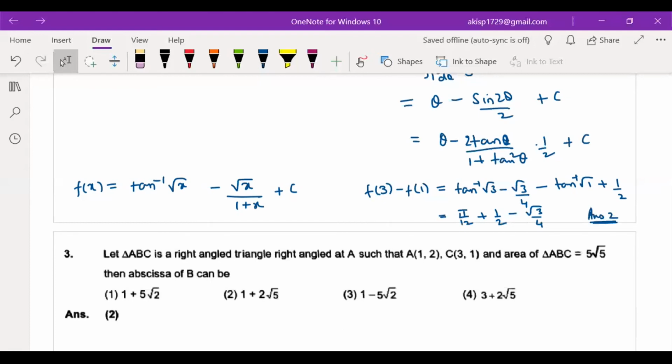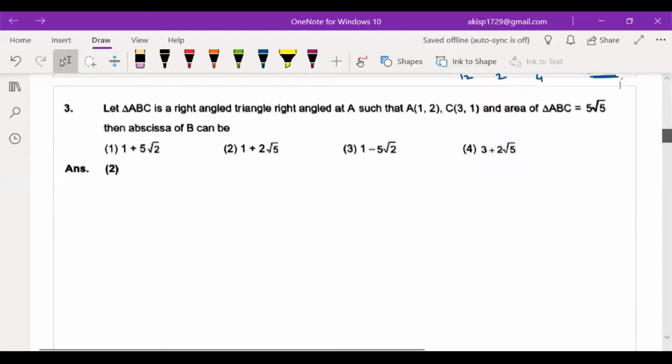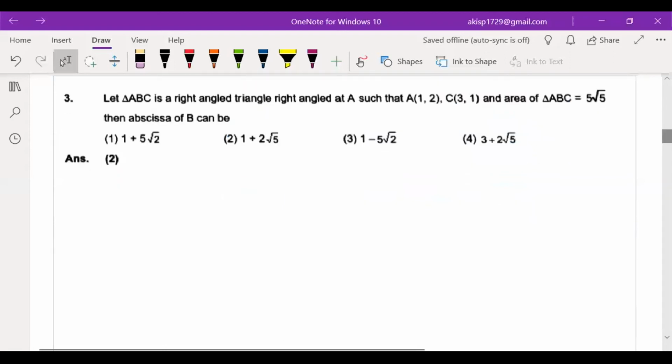Let's move on to the next question. The next question here is asking about a right angle triangle ABC, right angled at A. So let us draw a figure. This is a right angle triangle, right angled at A, and A's coordinates are given to us as (1, 2). C's coordinate is given to us as (3, 1), and B's coordinate we do not know, but we want the abscissa of the B coordinate.